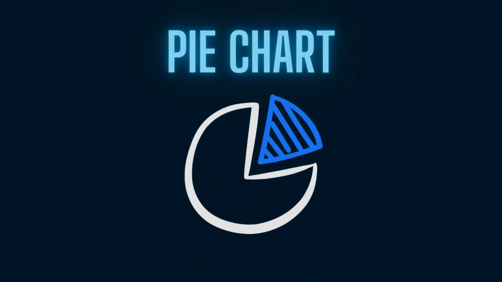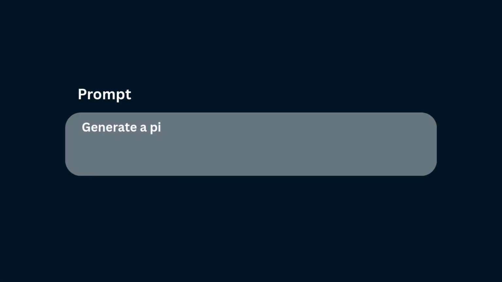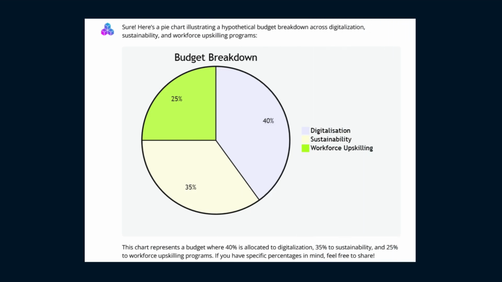When you need to present data in a clean, digestible format, the pie chart is your go-to. Let's say you're preparing a briefing on how program funding is distributed across several key initiatives. Instead of listing the numbers in a table, just prompt, generate a pie chart showing the budget breakdown across digitalization, sustainability, and workforce upskilling programs. The result will provide a clear, proportional view that makes it easy to compare and communicate the data visually.